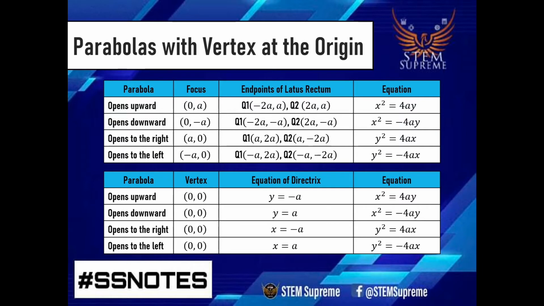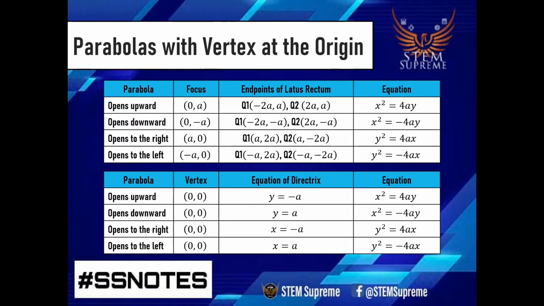Para sa parabola that opens downward, ang focus ay located sa point na (0, -a). Ang endpoints ng latus rectum nito ay nasa (-2a, -a) at (2a, -a). Ang equation ng parabola that opens downward is given by x squared equals negative 4ay.